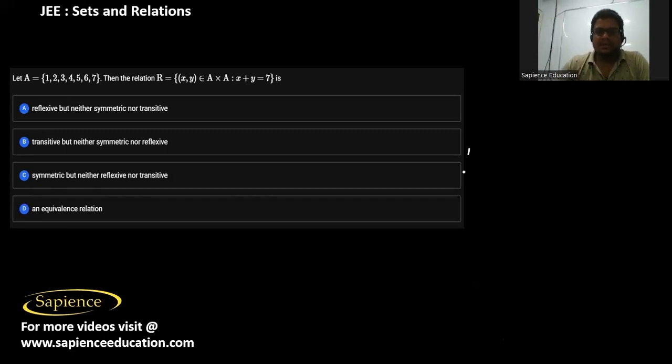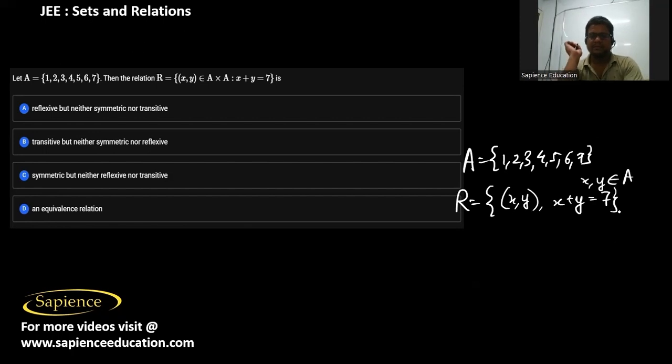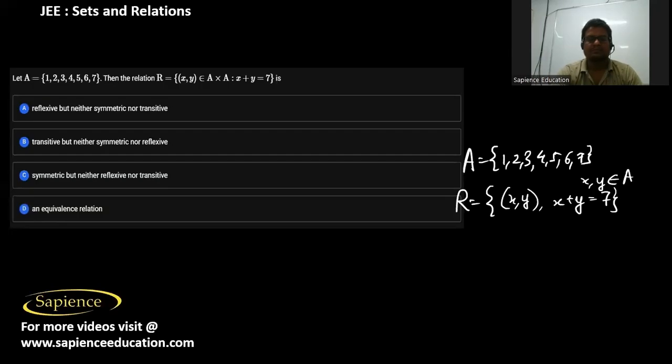And here it is told A is a set containing the elements 1, 2, 3, 4, 5, 6, 7. Then R is a relation which contains the ordered pair x comma y, such that x comma y should belong to the set A and x plus y should be equal to 7. So here x and y should belong to A, x plus y equals 7.